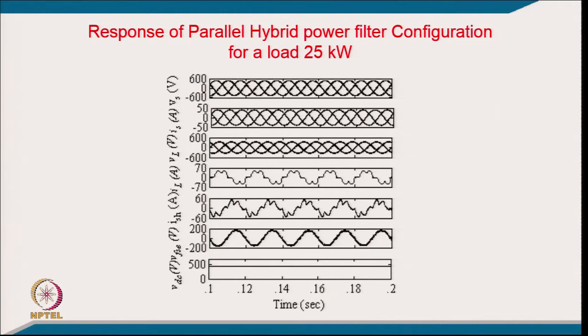We can look into the performance, which is quite good, in the sense that the supply voltage and supply current are balanced, sinusoidal and in phase with the supply voltage. And of course, these are the load current, which we are not disturbing here, and these are the shunt filter current, and this is the voltage across the series filter, which you can see is not much higher, and this is the DC-link voltage of the series filter. So, with a very small rating of this active series filter, you are able to improve the performance of this passive shunt filter also.